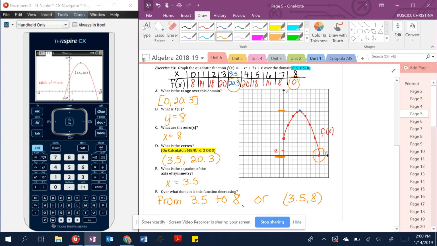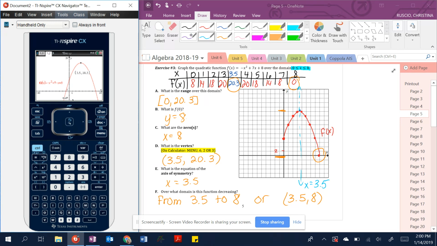The vertex, that's my turning point. We talked about that already. There she is, 3.5, 20.3. What's the axis of symmetry? It's just this x value, or x equals the 3.5. It's that line there. Notice how it's x equals, it's not 3.5, it's x equals 3.5.